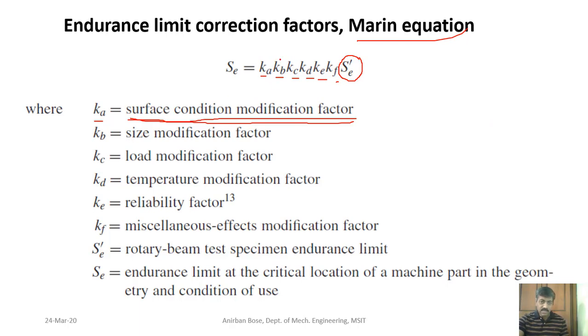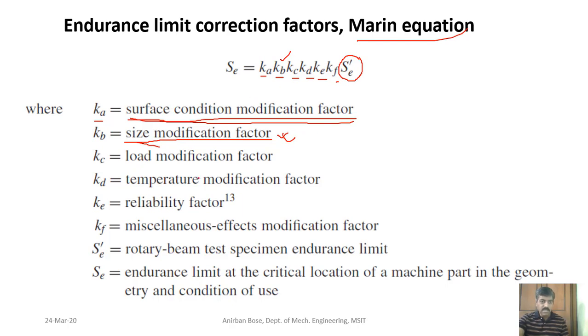Now the second factor, which is the size modification factor. Size modification factor corresponds to the size of the sample you have tested. If the size is larger than that, obviously the chances of initial cracks and all that are more, so accordingly the fatigue strength or the endurance limit will be different. So that's why the size modification factor can be empirically found from the charts available in the handbook.